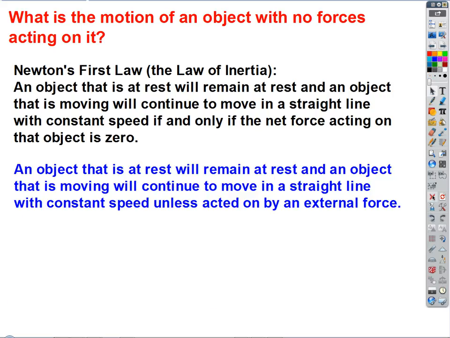Newton's first law, the law of inertia, the way it's described in the book, says an object that is at rest will remain at rest, and an object that is moving will continue to move in a straight line with constant speed, if and only if the net force acting on it is zero. Think about the converse: if the net force acting on it were not zero, then it would be accelerating. So another way of saying that is, an object at rest will remain at rest and an object moving will remain in straight line motion unless acted on by an external force.